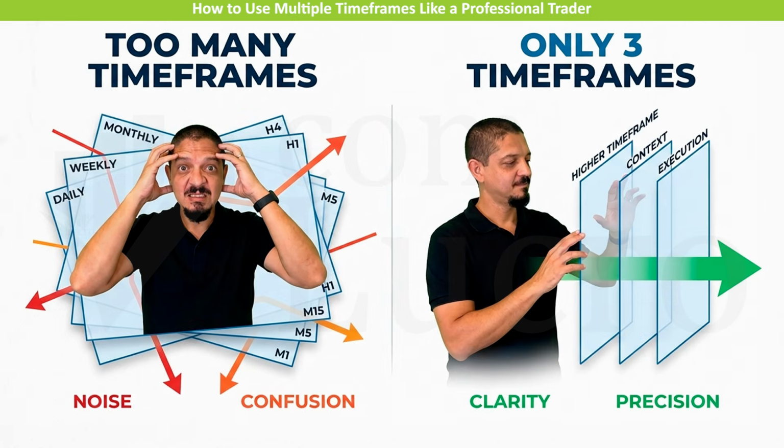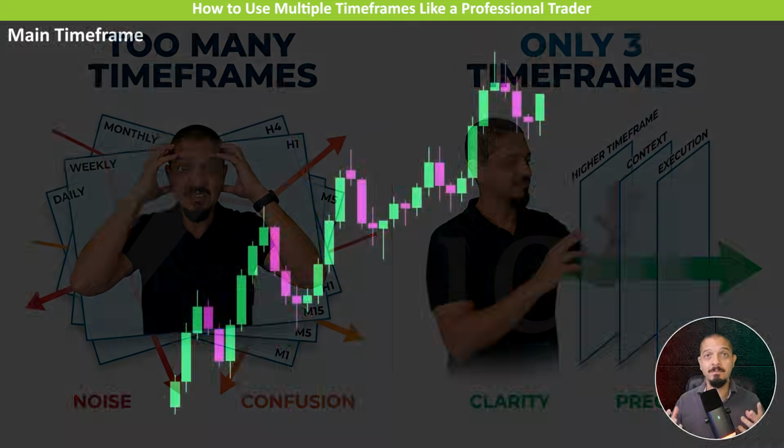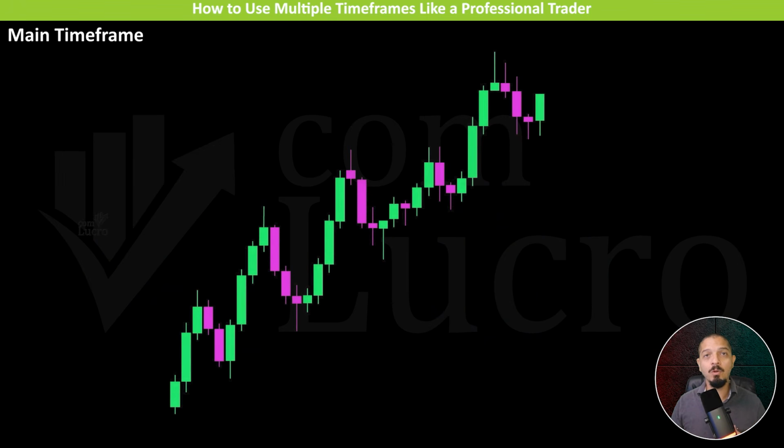So how can we avoid this kind of mistake? It does not require starting from the monthly time frame and analyzing all the way down to the 5-minute chart. In fact, using more than 3 time frames usually adds unnecessary noise. Anything beyond that is either too broad or too detailed to provide meaningful context. There are 3 types of time frames we work with.